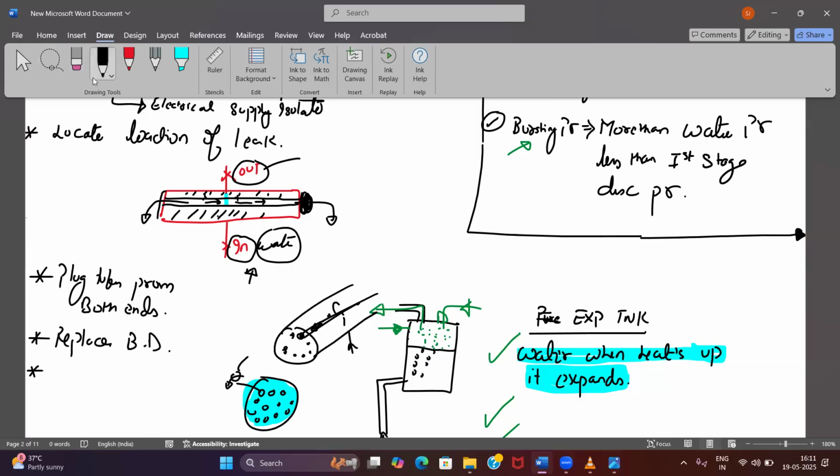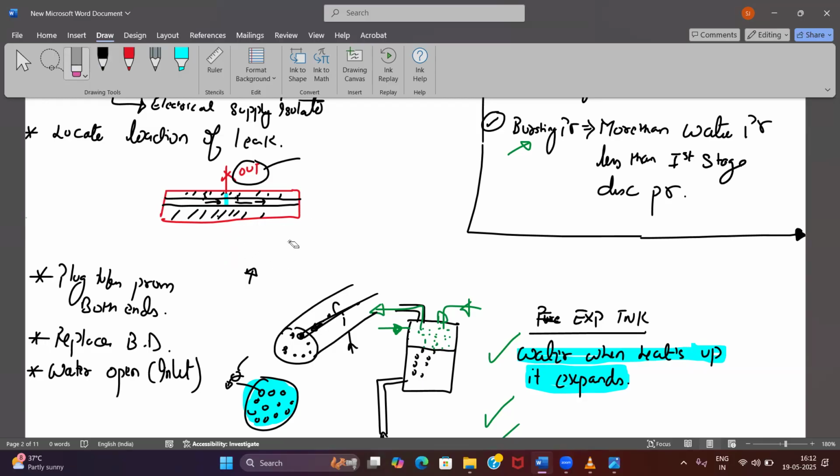I will open the water, only the inlet. In this state itself my end covers are open. My tube has been blocked. I have plugged the tubes on both ends. I have replaced my bursting disc. I will open the water inlet. Now how much pressure will there be after some time inside?